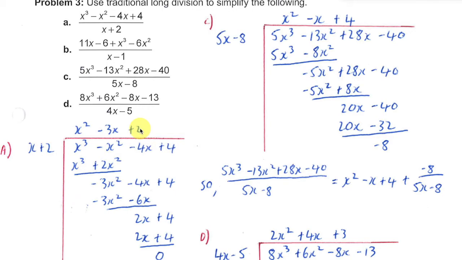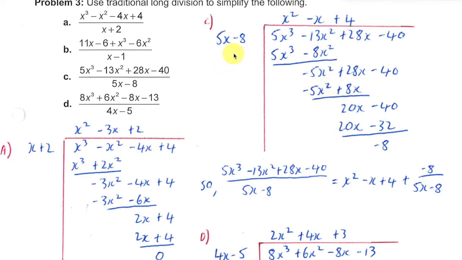Let's take a look at a more complicated one, C. Here I have 5x cubed minus 13x squared plus 28x take 40, and I'm dividing it by 5x take 8. You know what the answer is here, but how do I do it using the traditional method? I set up my red grid. I write in the top line of the fraction, in this case it's a cubic. I have the bottom line of the fraction written here, the linear, and I work through systematically. Remembering there's nothing up here at the start or down the bottom.